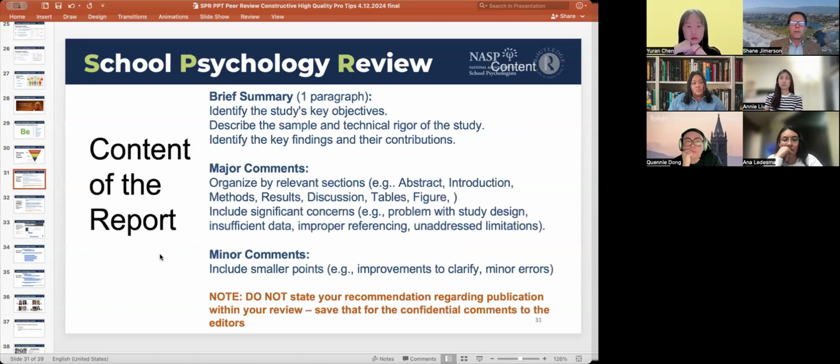Okay, so then the content of the report, as we mentioned, that brief summary paragraph at the beginning, you identify these key considerations, then your major comments, as I mentioned, organized by abstract, intro, methods, results, discussion, includes the significant concerns that you have, for example, if there's problems with the study design or insufficient data or improper referencing, unaddressed limitations, the types of things we've been discussing. And then also if there's minor comments. So include the smaller points, like if there's need for improvement to clarify or minor errors that you're noticing.